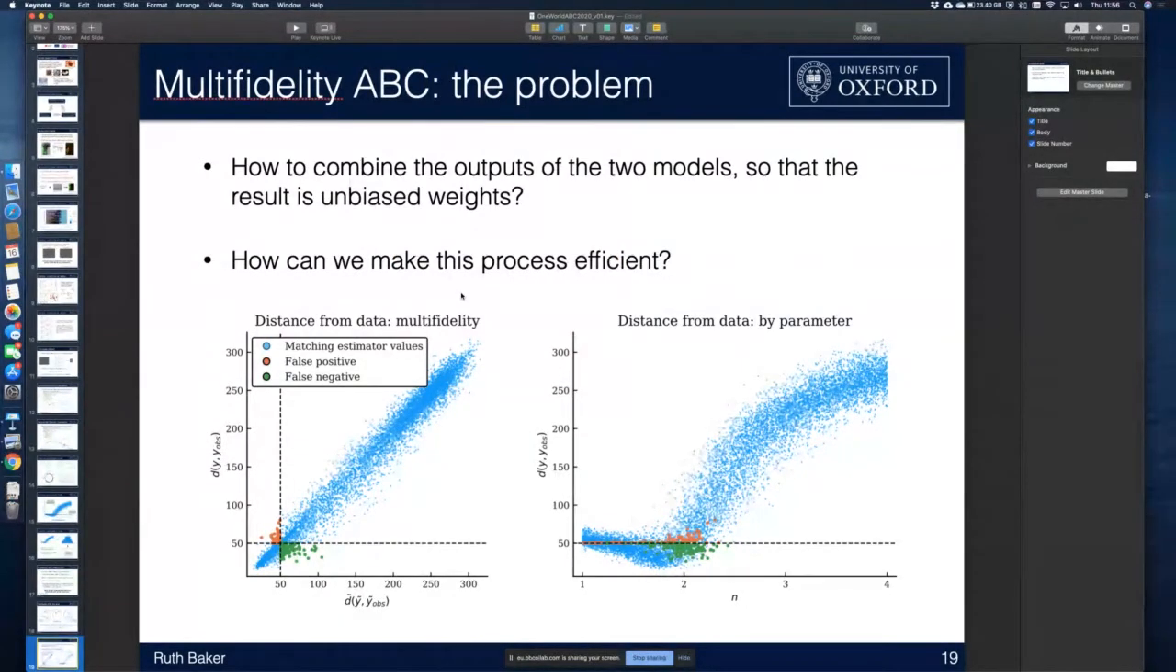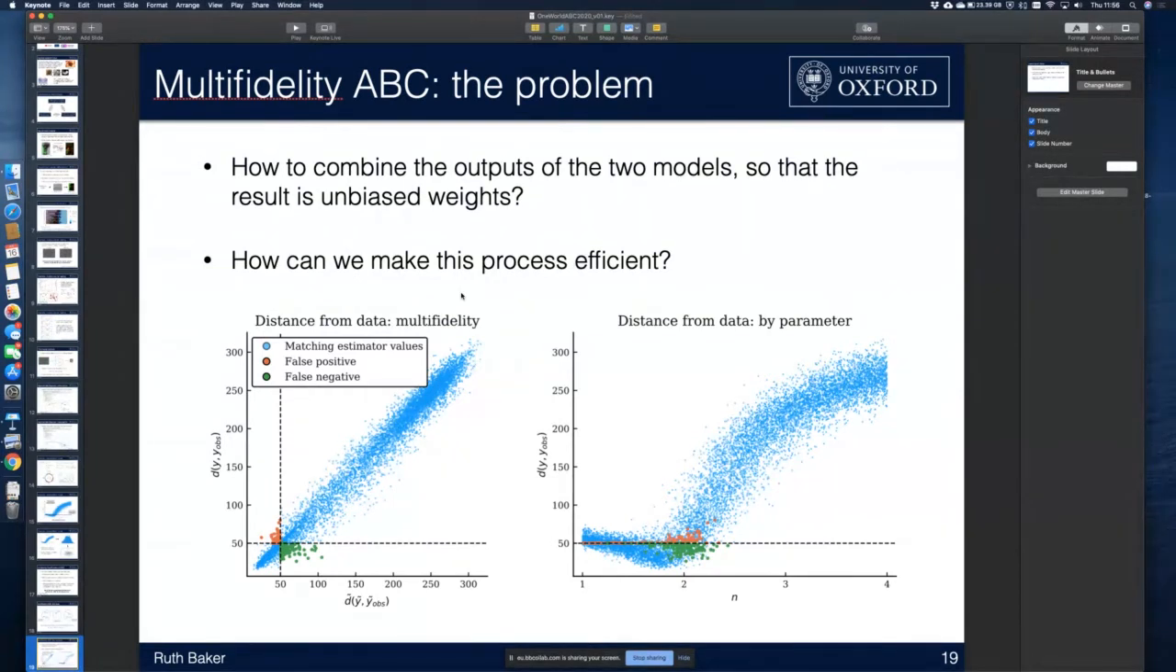So I guess the questions that you begin to ask then is, how can you combine the outputs of the two models so that the results are unbiased weights, and how can you make this process efficient? The first question might be, why do you have to combine the outputs of the two models? Why can you not just use your low fidelity model? The idea of a low fidelity model is it's much more efficient to simulate, and it's going to allow you essentially to use ABC much quicker.